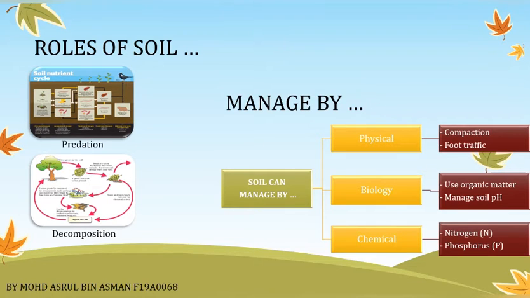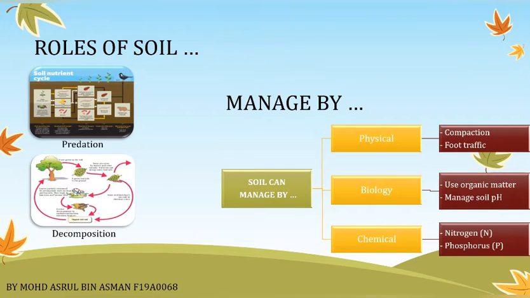Physical management includes compaction and foot traffic on soil. Soil compaction occurs when soil is exposed to excessive foot and equipment traffic while the soil is wet and plastic. Soil compaction increases soil hardness, making it more difficult for plant roots to grow through the soil. Second aspect is foot traffic on soil. Excessive wind and foot traffic can compact the surface soil, reducing macroporosity and impeding root growth.